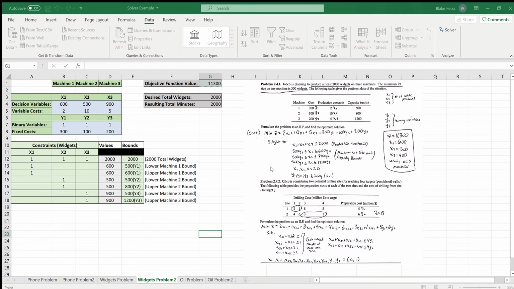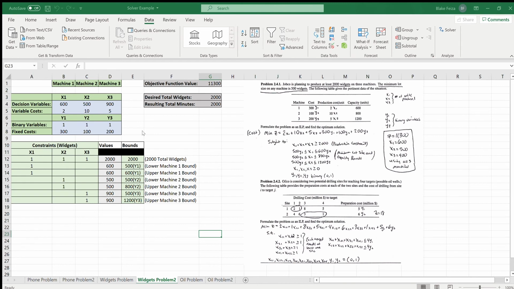Then we have D13 is greater than or equal to 500 times B7 and less than or equal to 600 times B7. And this is D14 for the next line here. This again is just putting in the upper and lower bounds for machine 1. Then the same pattern goes for machine 2 with these two constraints, and then for machine 3 here. Finally, we do check that box to make the non-negativity constraint active. Make sure this is put to Simplex and hit solve.